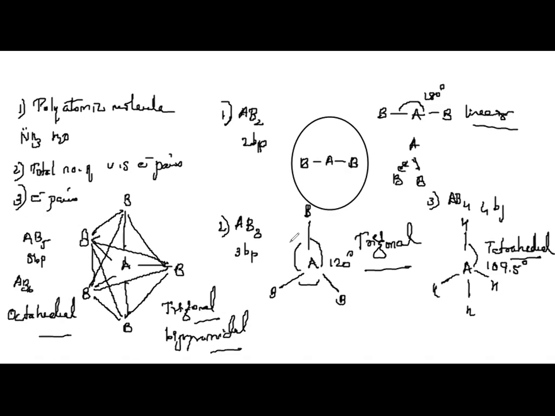These are the shapes of the molecules when I have only bond pairs. Now, what if I have lone pairs? In this case, I need to understand VSEPR theory in a better form. How to understand it?